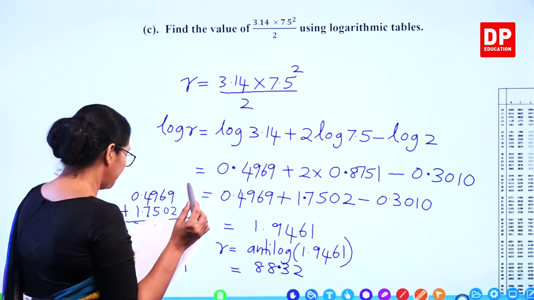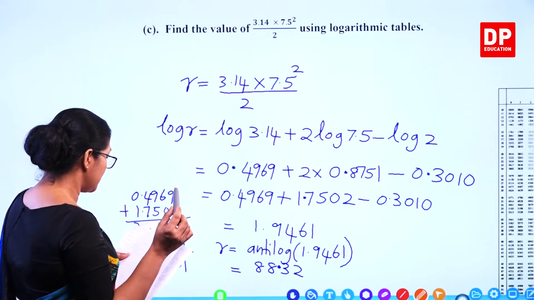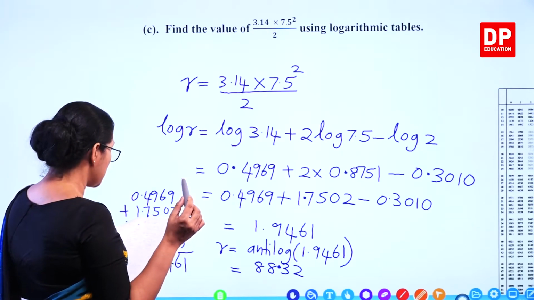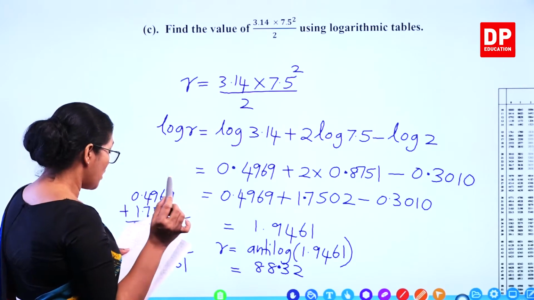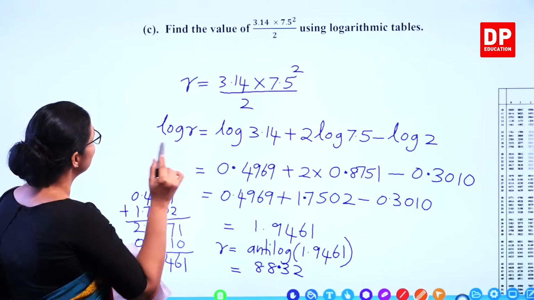So how many marks for that? You are getting 6 marks for that. So we gave only 4 marks for the previous 2 parts, and for this part you are getting 6 marks. So how do you get marks here?